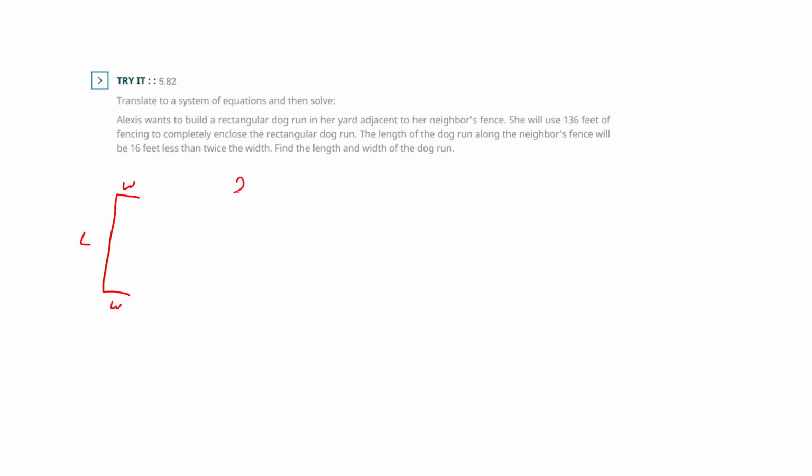So we're doing our perimeter. We've got two widths plus an L plus a length, which gets us 136 feet of fencing. I'm just adding up the outside fence. Okay, now we've got our second one right here. We're just going to translate this one word at a time.